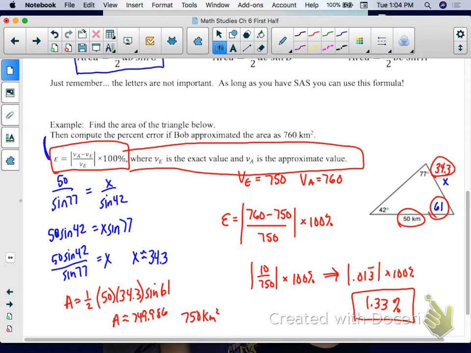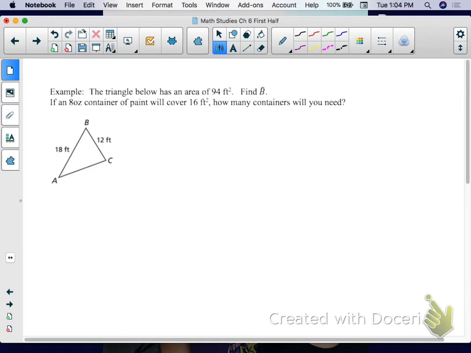Okay. All right, next example. We have a triangle below that has an area of 94 feet squared. Find angle B. Okay, well, to find the area of a triangle, I would use side angle side there. Just so happens that that angle I would use is angle B that I'm trying to find. So area is equal to 1/2 18 12 sine of B. Well, I know that the area is 94, so we're just going to solve this for B.